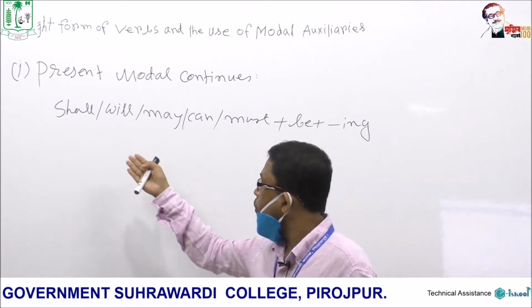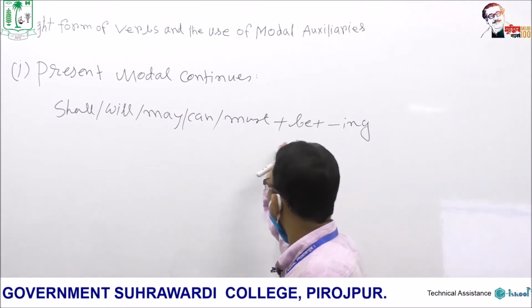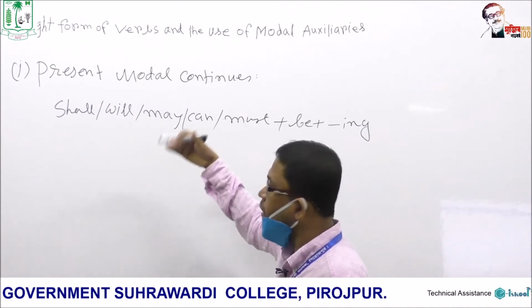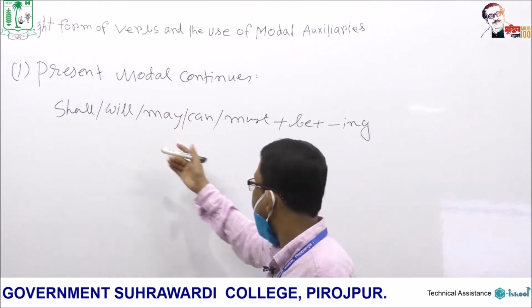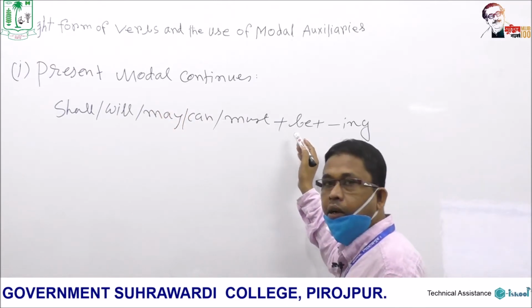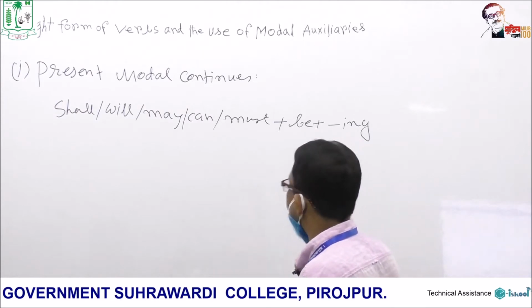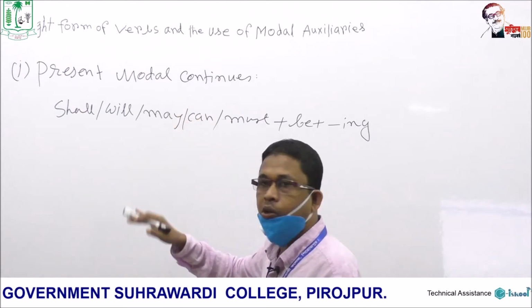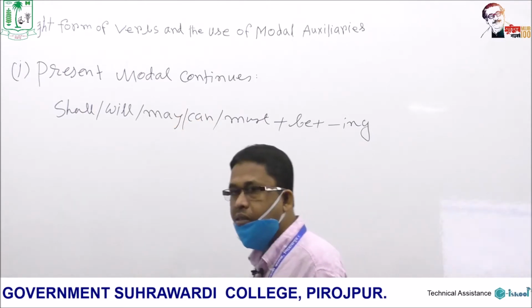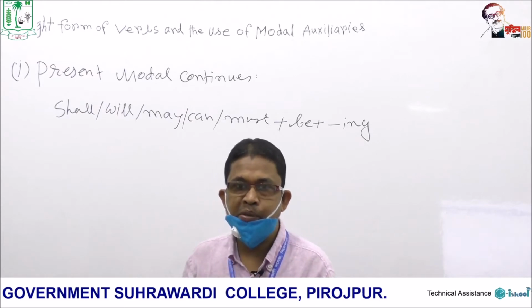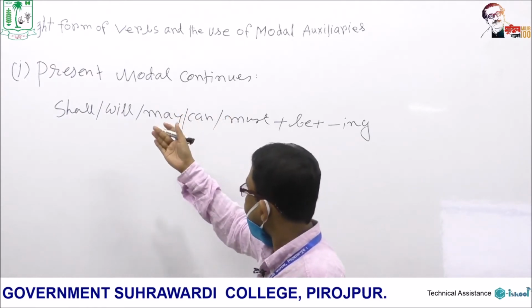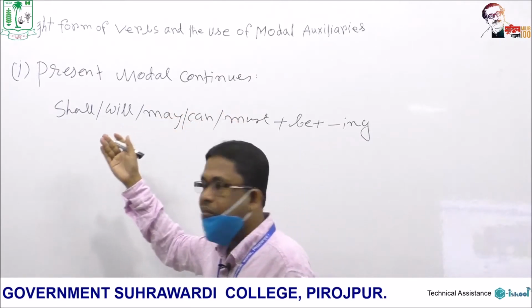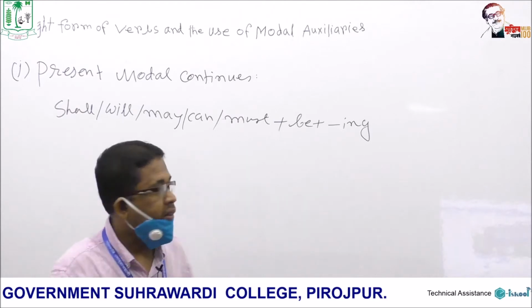That is, put a modal auxiliary first. Among these modal auxiliaries, that is either shall, will, may, can, or must, any of these five modals you can use, and then you should add be, and then of course ing. That is, any of these modal auxiliaries plus be plus the ing form of the main verb. In this way, you can use modal auxiliaries in present modal continuous. So let me explain through examples.